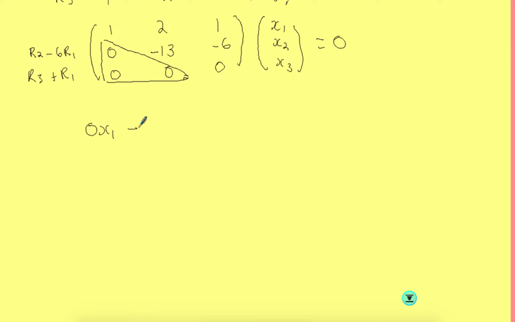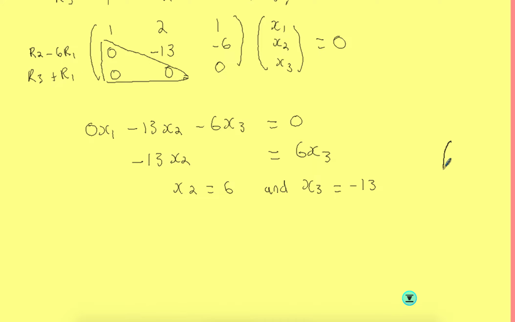0x1 take away 13 x2 take away 6 x3 is equal to 0. So negative 13 x2 is equal to, if I move that across, 6 x3. And then remember, what we do is we check and see if we can simplify 13 and 6. No, we can't. So that tells me that x2 equals 6, because remember, it's always a number in front of the corresponding element, and x3 is negative 13.